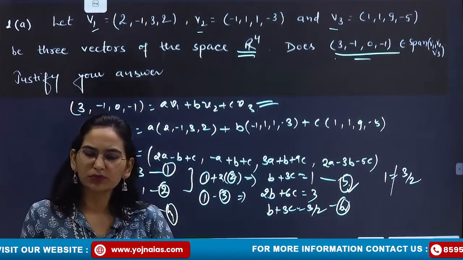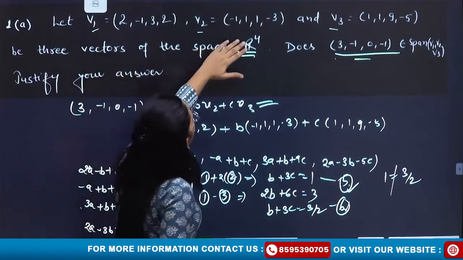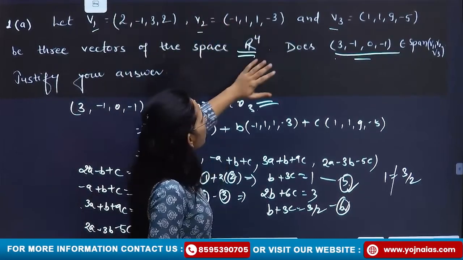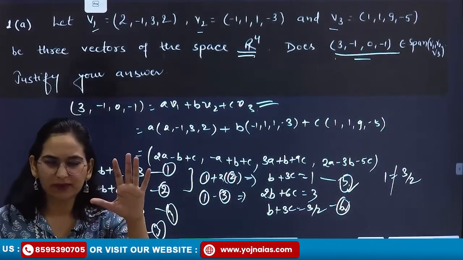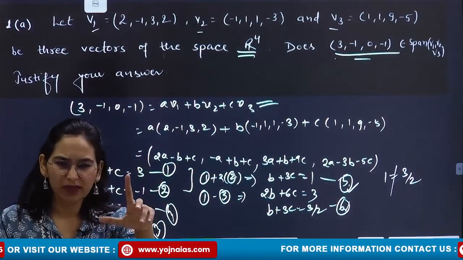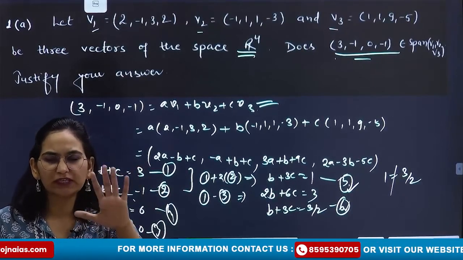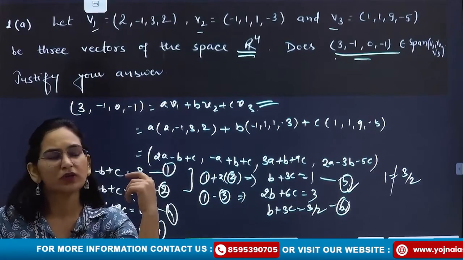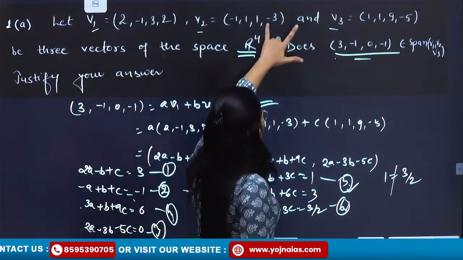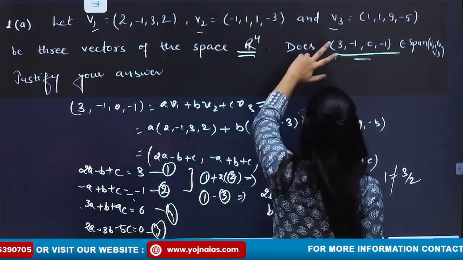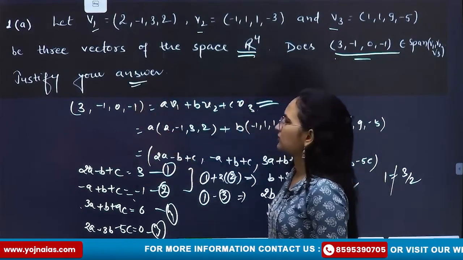Why is this so? Since this forms only a part of the span of R4. Why? Because R4 is four dimensional, so we require at least four linearly independent vectors to span R4 entirely. One vector is missing here, and that is why R4 is not spanned by these vectors. That is the justification, as they had said, justify your answer.